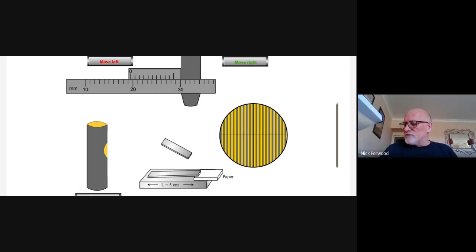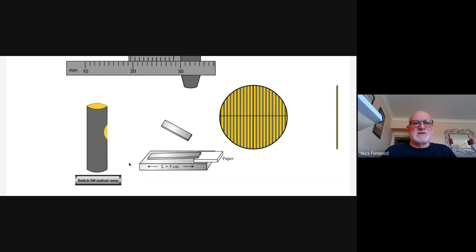Have we all got the formula written down that D is lambda L over 2 delta X? You should have started with delta X is lambda L over 2D. I'm going to go back to the whiteboard, but there are two other things we need to get, and I'll show you the formula again in a minute. L is 5 centimeters, so you need to record that, and you also need to find out somewhere what the wavelength of sodium light is.